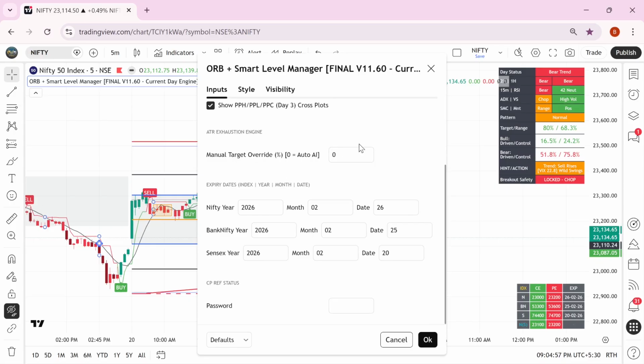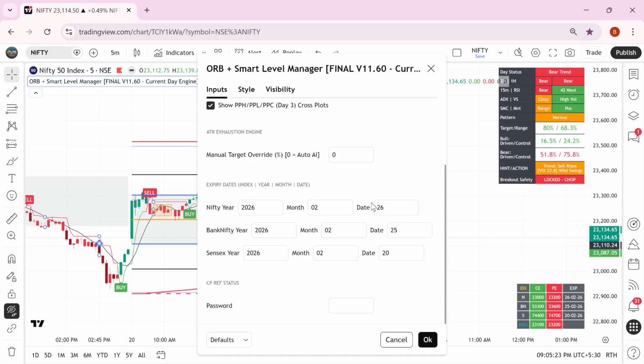This is the admins, but you must not change it. This here is our target percentage override option. All right. So you don't need to do anything with this particular setting. This is not relevant or connected to your current tasks. So the expiry date is what we must update right here. So for Nifty, it's the year, the month, and the date. And for Bank Nifty, the year, month, and date. Please make sure you update the correct expiry date.